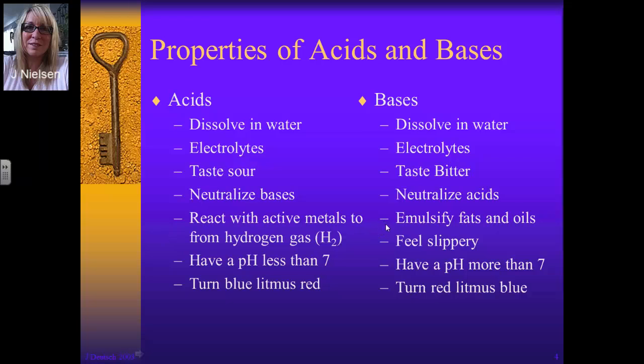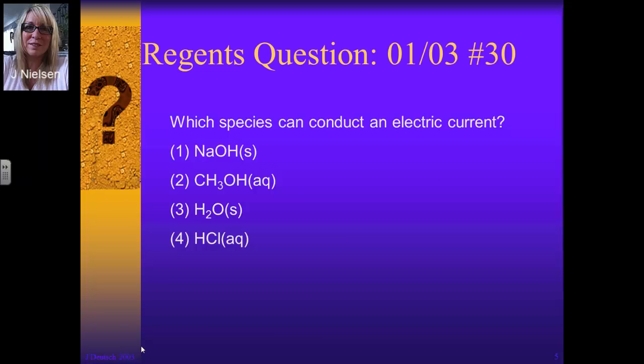Bases emulsify fats and oils, meaning it's what our dish detergent, our laundry soap, and our shampoo are made of. They also feel very slippery. And if you've ever used shampoo or a cleaner or dish soap, it does feel slippery. Acids have a pH less than 7, while bases have a pH greater than 7. Acids turn blue litmus red, and bases turn red litmus blue.